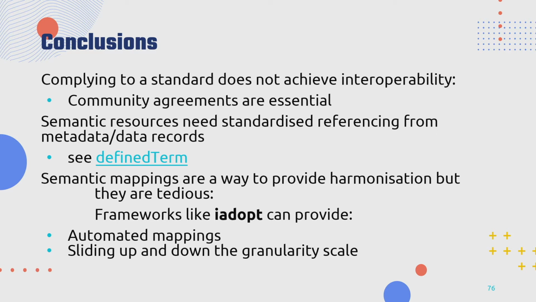Semantic mappings are a way to provide harmonization, but as we said before, they are very tedious, and frameworks like iAdapt can actually provide the automated mappings and the sliding up and down the granularity scale.